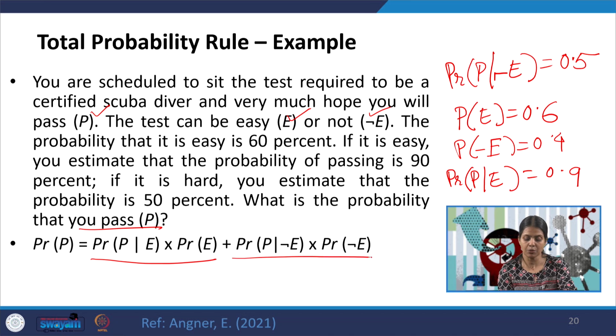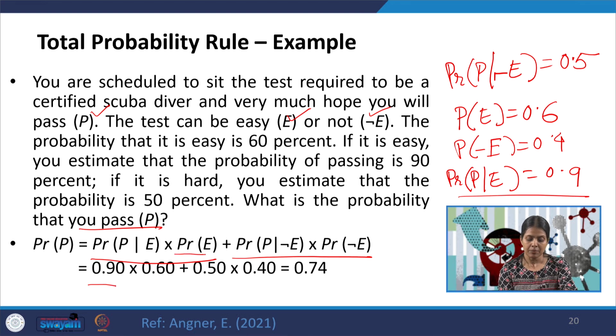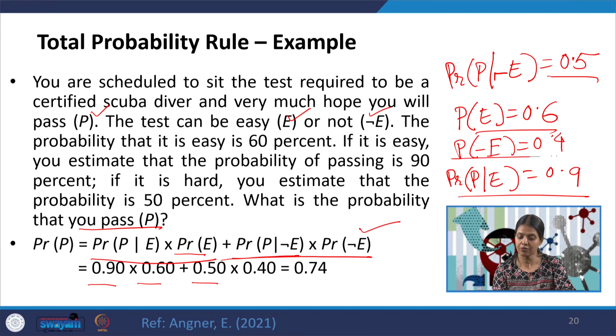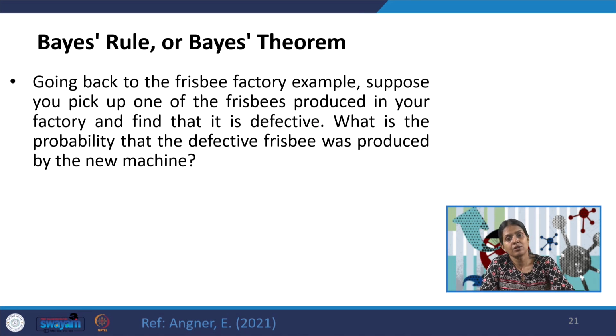So, this is how we write it, and we plug in the values: P given E is 0.9, probability E is 0.6, probability P given not E is 0.5, and probability not E is 0.4, and by multiplying and summing we arrive at a number of 0.74, which is the probability of passing the test. Then we finally talk about Bayes' rule or Bayes' theorem.